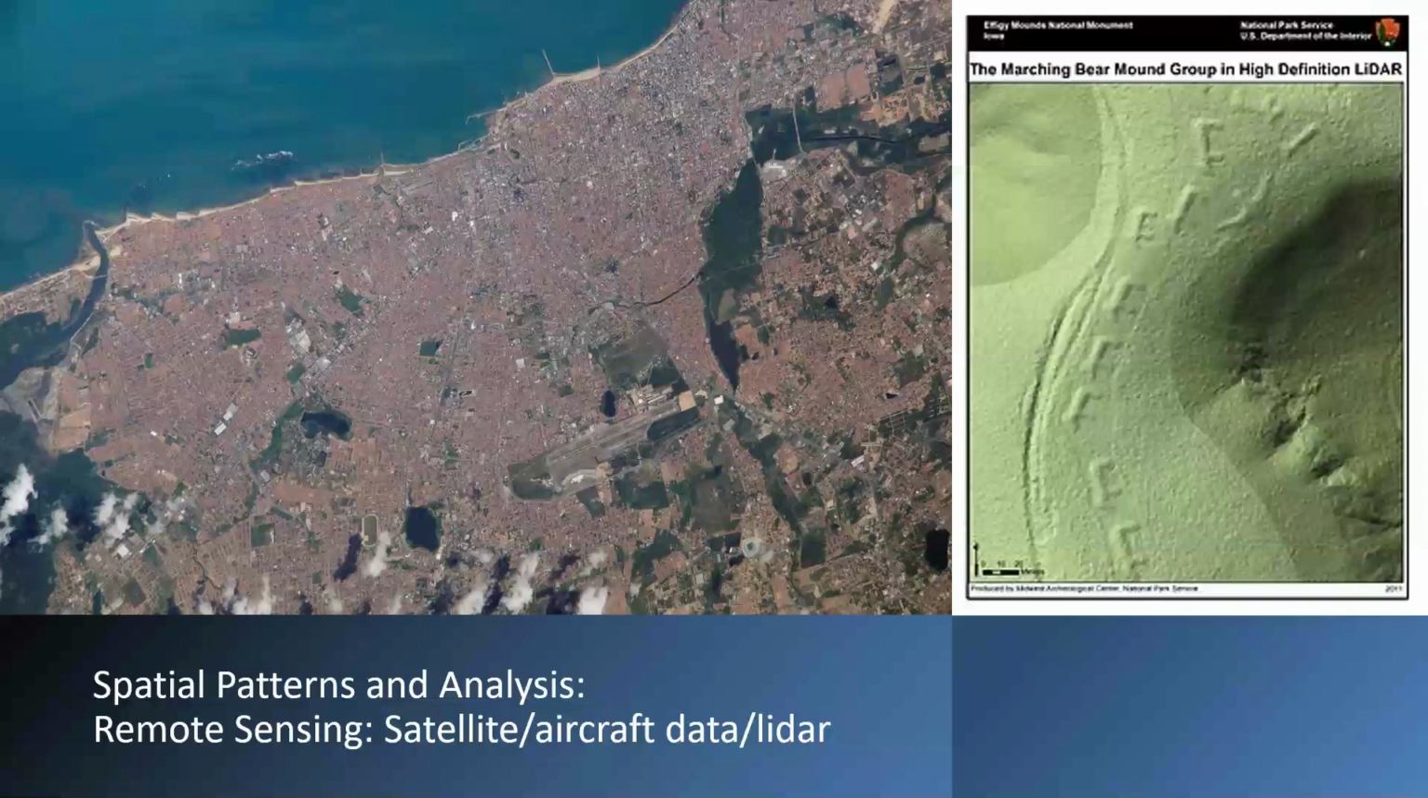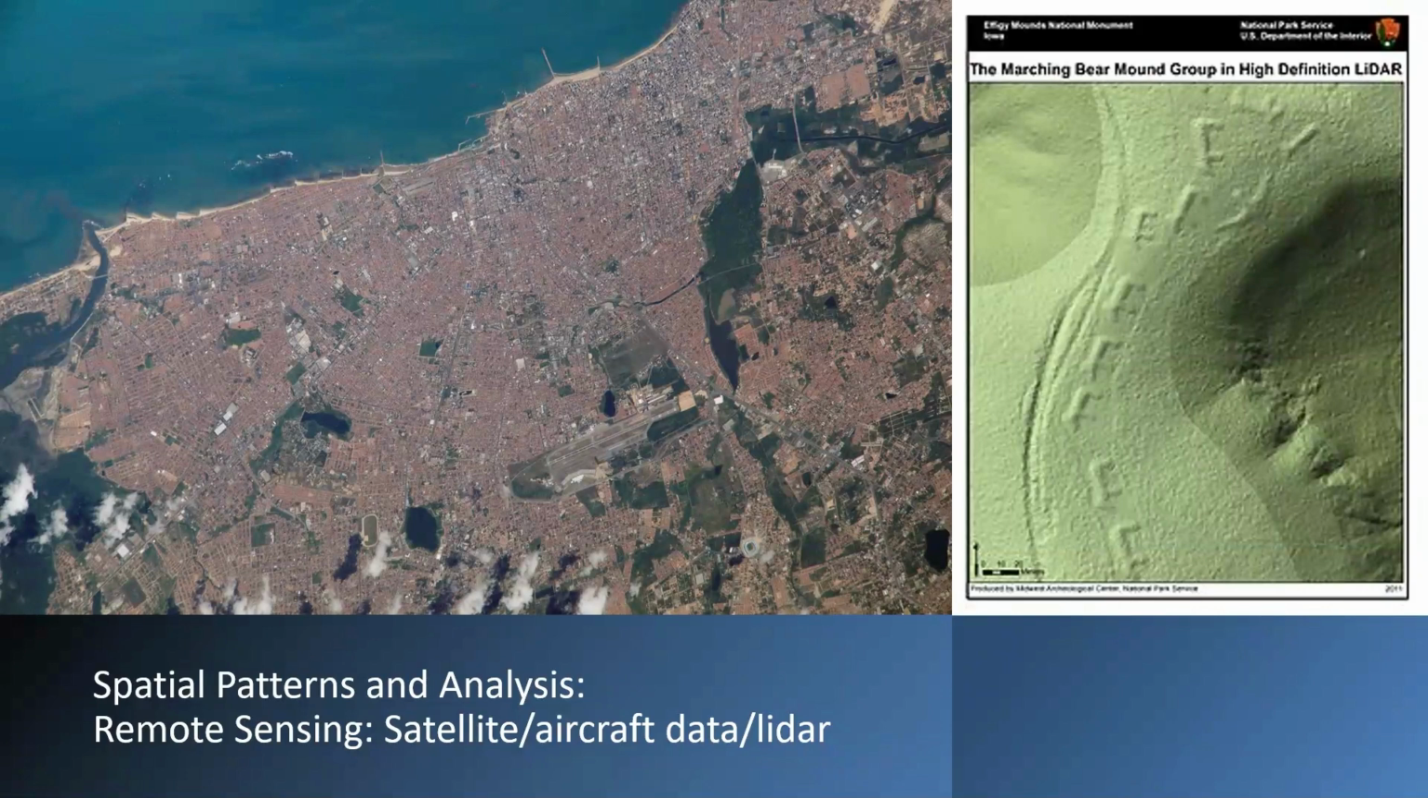which is satellite, aircraft data, or LiDAR. So we can see on the left a satellite image of a city. Our satellite images have given us very specific data about what mountain ranges look like, what cities look like, and they're getting better and better so that they're able to very specifically see things.